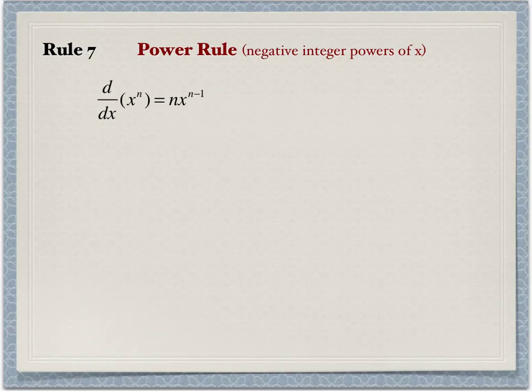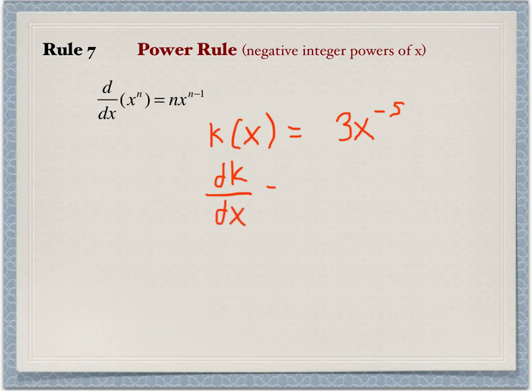Here's another power rule, this time with negative powers of x, negative integer powers of x. So for instance, let's say I had k of x equaling 3x to the negative fifth power. So what would the derivative of that be? Well, this is really just like the power rule we learned earlier, except we have negative exponents, but it doesn't really bother anything. So I take the negative 5 times 3, which would be negative 15.